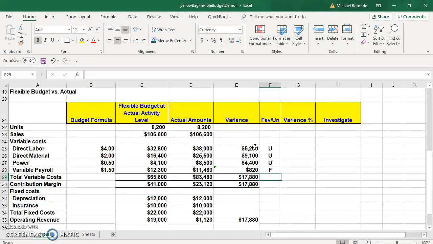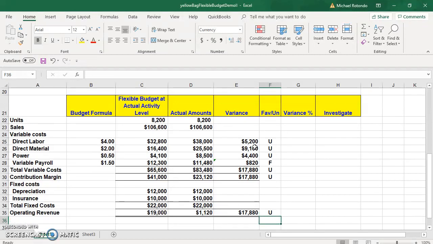Now with the totals, we can do them or not do them. We can certainly see that the actual total variable costs were higher than the budgeted amount, so that's going to be unfavorable. And we can see the same thing, our actual contribution margin was much lower than the budgeted amount, so that's also unfavorable. As is our operating revenue.